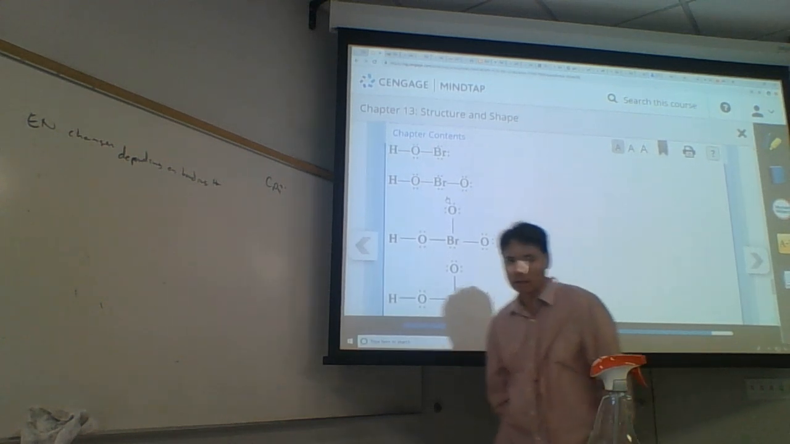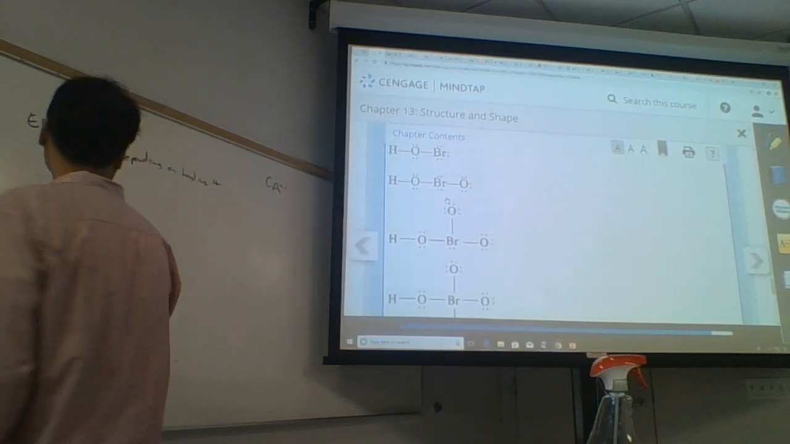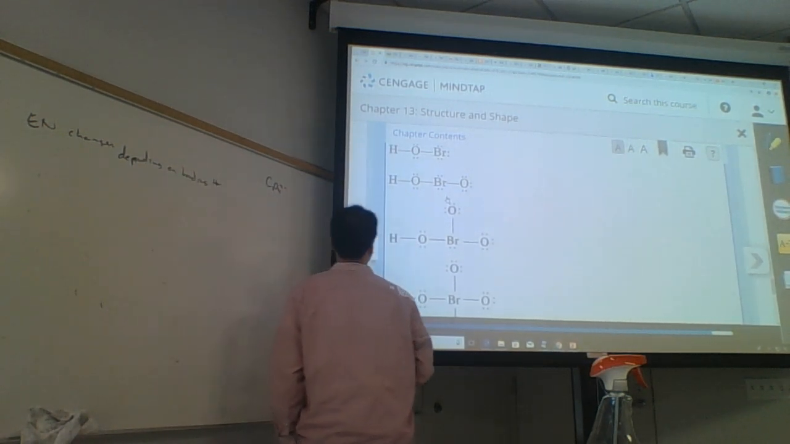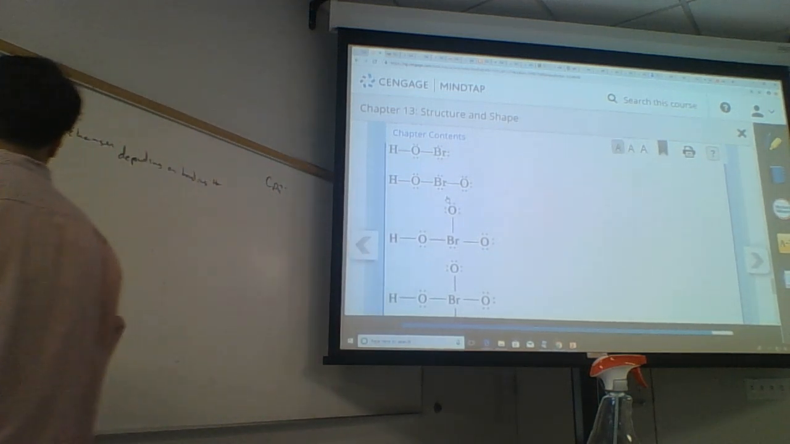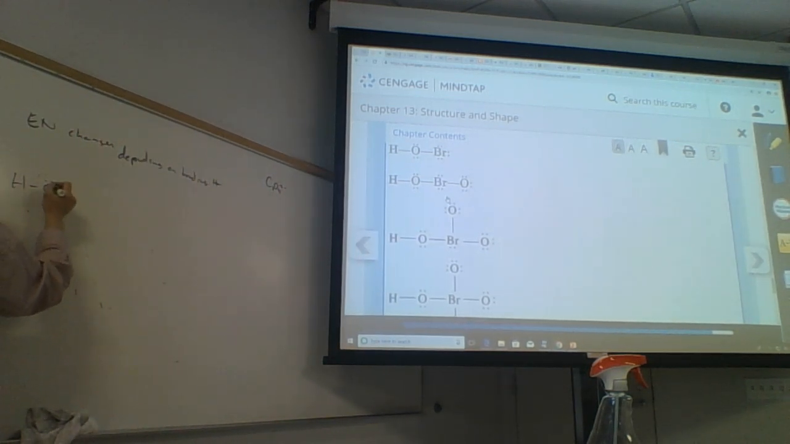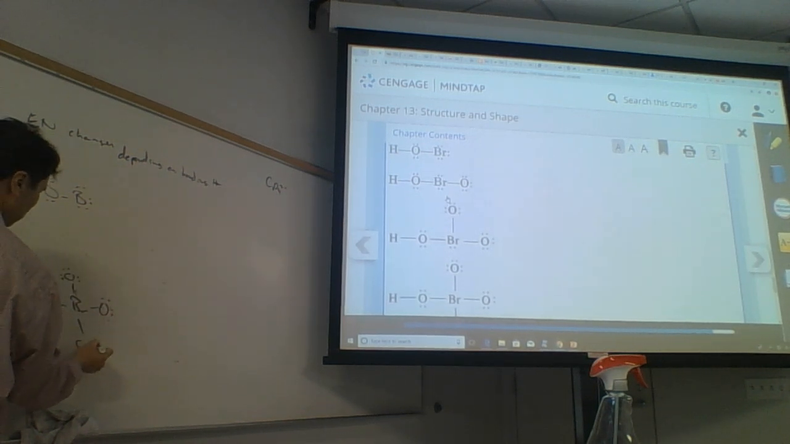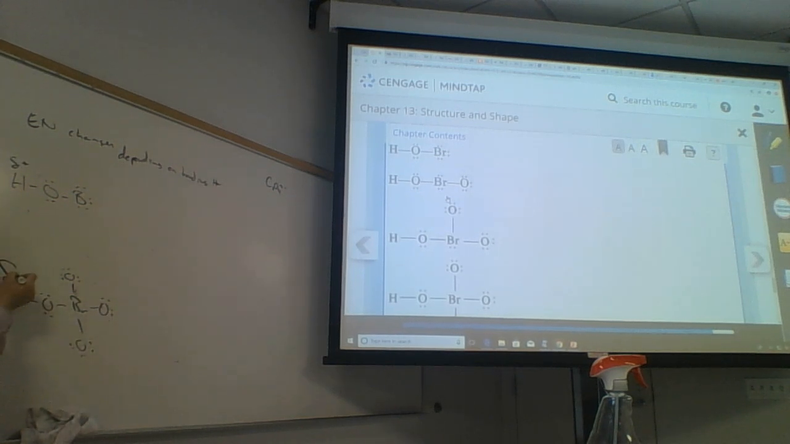Okay, so talking about the acidity, the positive charge that's going to be built up on these is going to be different. And so, for example, on HOBr, it's going to have a smaller positive charge build up than on HBrO4. So why is that? This is going to have a bigger positive charge buildup than that. Can somebody explain that to me?